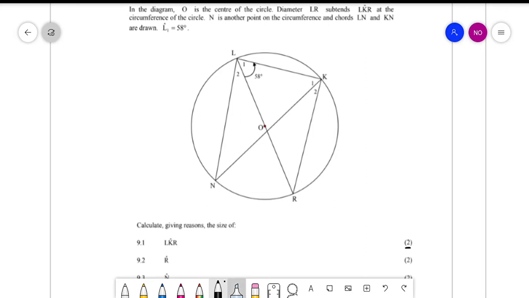Okay, so we have one theorem speaking about a diameter. Can you remember what it says? It's the angle in a half circle.